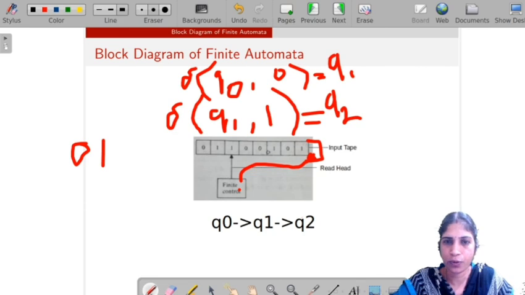I repeat once more. Suppose the finite control is in some state and the read head points to a cell, and that state is a final state. In that case, the string written on the input tape up to the cell pointed by the read head but not including that cell is accepted by the finite automata. Is it clear? So that's all about the mathematical definition of finite automata and the block diagram of finite automata. Thank you.